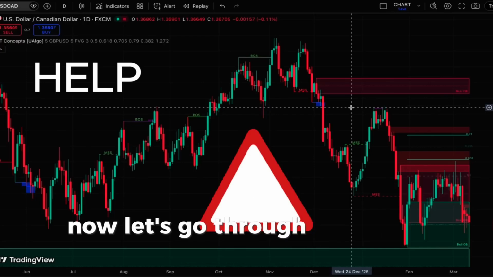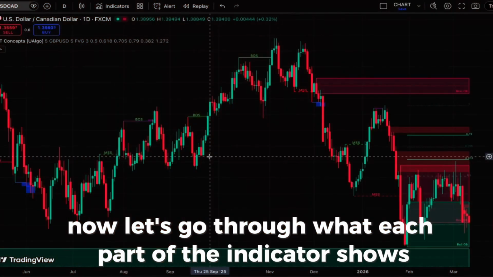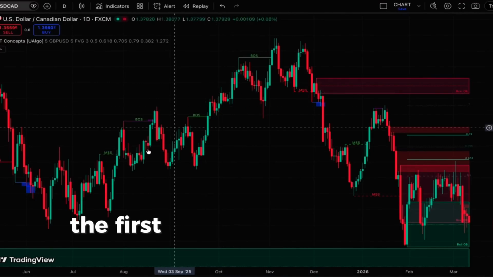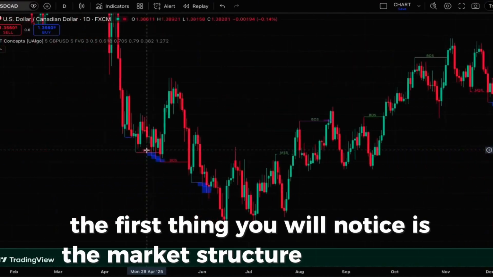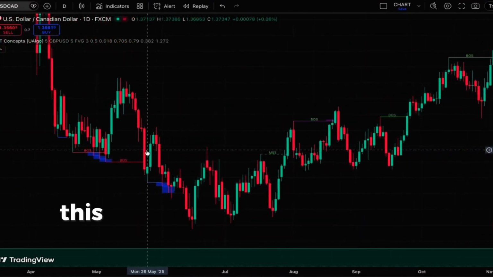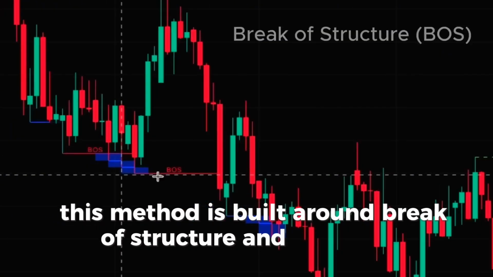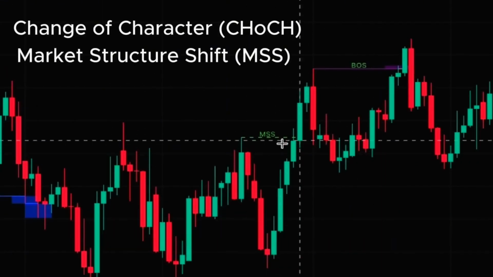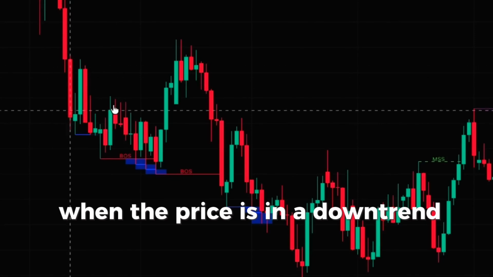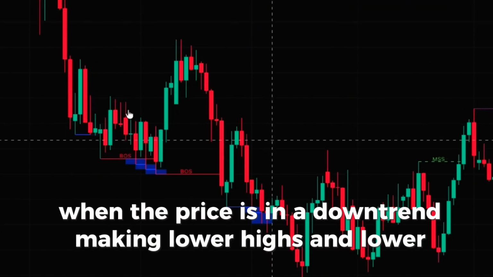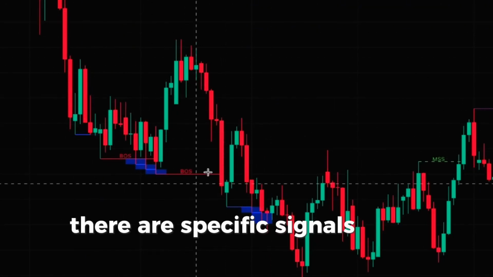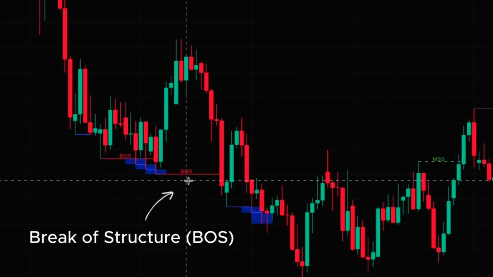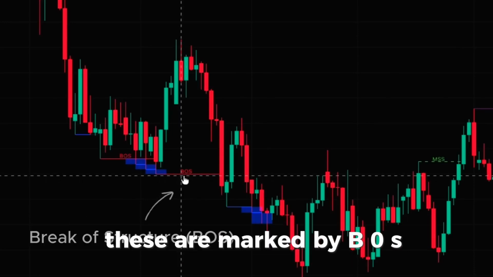Now let's go through what each part of the indicator shows. As you can see, the first thing you will notice is the market structure information. This method is built around break of structure and change of character, also known as market structure shift. When the price is in a downtrend, making lower highs and lower lows, there are specific signals called break of structure. These are marked by BOS.